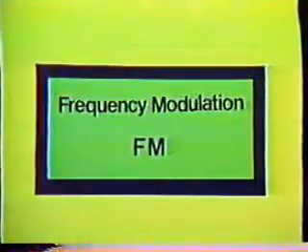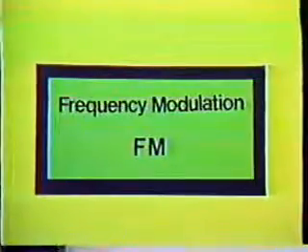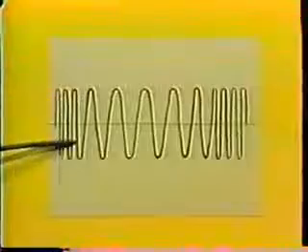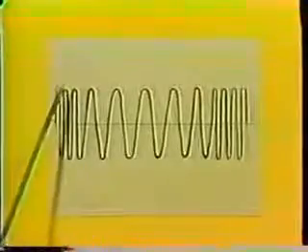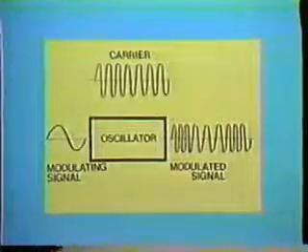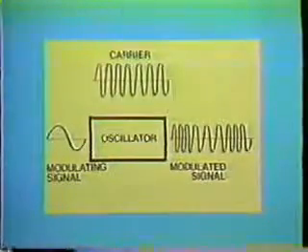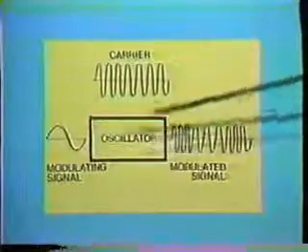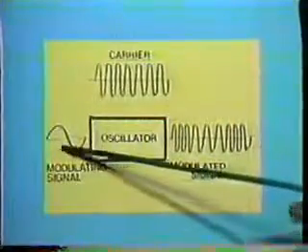Now let's look at frequency modulation. In frequency modulation, or FM, the amplitude of the carrier remains constant, and the frequency of the carrier is varied by the modulating signal. In FM, the carrier is generated by an oscillator, and the frequency of the oscillator is varied by the modulating signal.